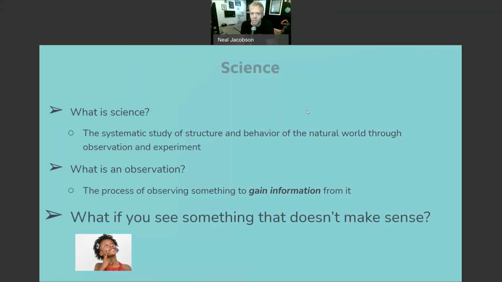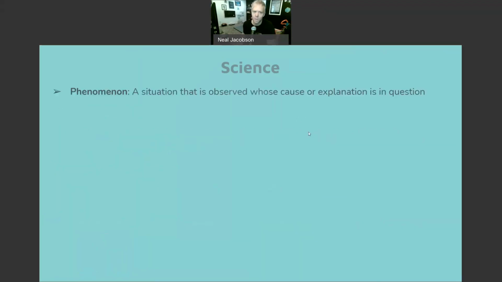And so here we enter this idea that, well, what happens if you're observing things and then you see something that doesn't make sense? What is that? And so we call that a phenomenon. And a phenomenon is just a situation, an observed situation, where the cause or the explanation is in question. So you might see something that begs a question. You might see something that doesn't make sense to you. And you naturally, as a human being, start to generate questions about it.